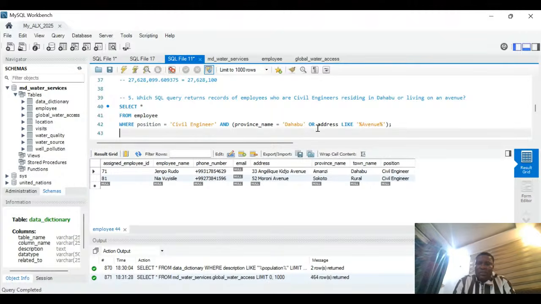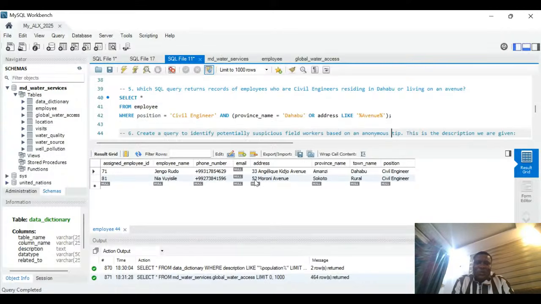Per the query that we have written, we have Django Rudo satisfying both conditions, even to the extent that both parts of the OR statement have been met. Dahabu is here, and avenue is in there. Then you come to Nea Vaisil. I don't know whether I'm pronouncing these names well, but that is what I can make of the name I see there. Okay, so I believe by now you know what to do.